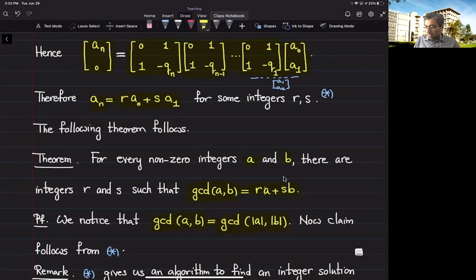Now, if I replace a and b with their absolute values, it doesn't matter because they change only up to sign. The absolute value of a is plus or minus a. The absolute value of b is either b or negative b. So knowing this result for positive integers is enough to deduce it for every integer, and that's it. We get the desired result out of Euclid's algorithm.